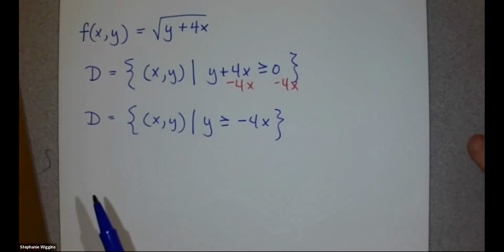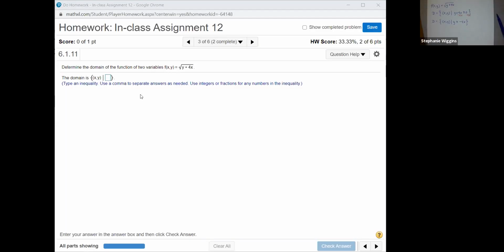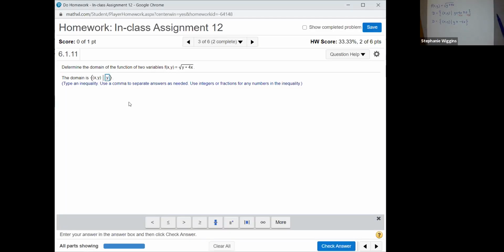Okay. And I think this one we have to enter in. So we're just going to write y is greater than or equal to -4x.